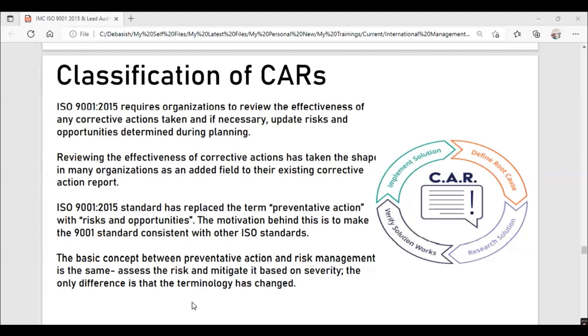The ISO 9001-2015 standard has replaced the term preventive action with risks and opportunities. The motivation behind this is to make the 9001 standard consistent with other ISO standards. The basic concept between preventive action and risk management is the same: assess the risk and mitigate it based on severity. The only difference is that the terminology has changed.